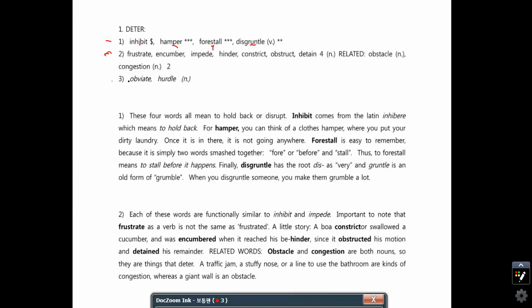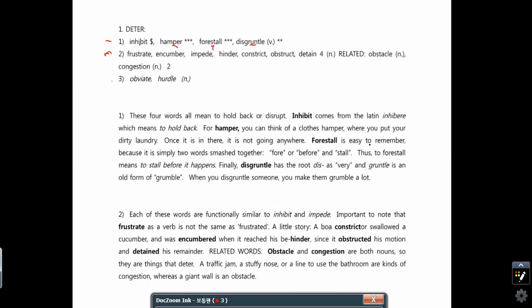So let's begin. In this case, our first family is deter. And in level 1 words are inhibit, hamper, forestall, and disgruntle. Below each family, you'll find the definition and a way to remember each definition, which you can read on your own time or in the book.